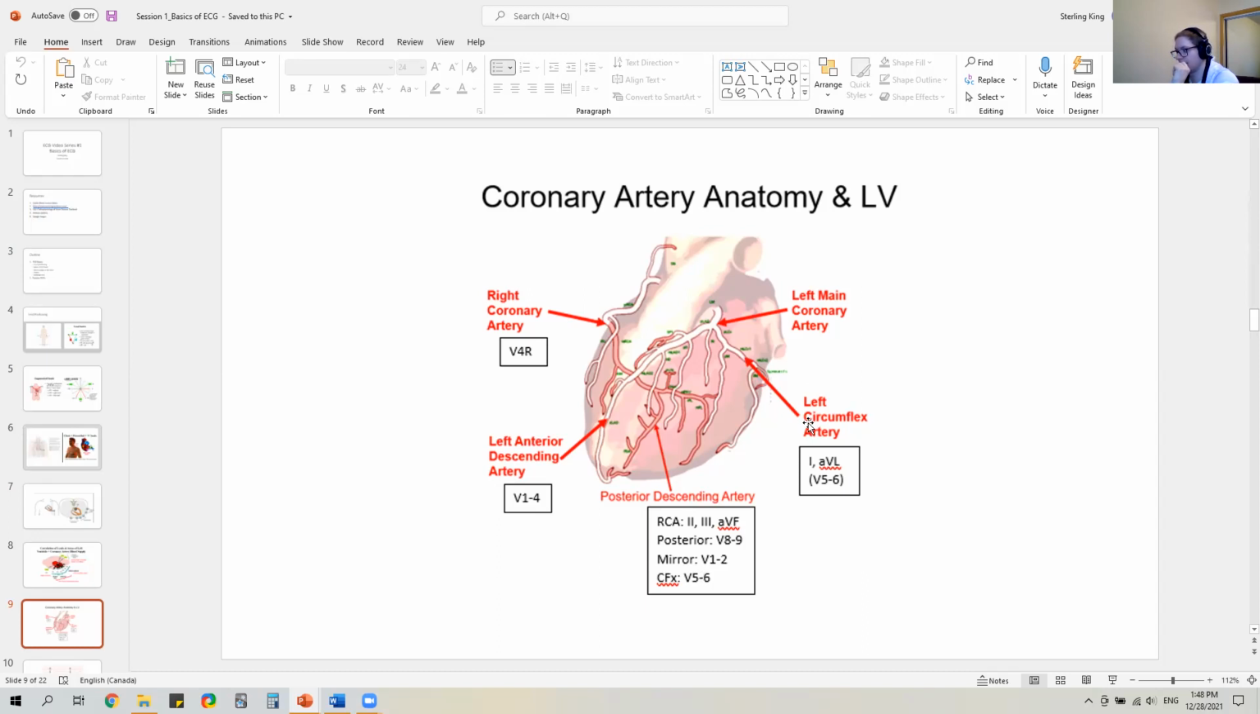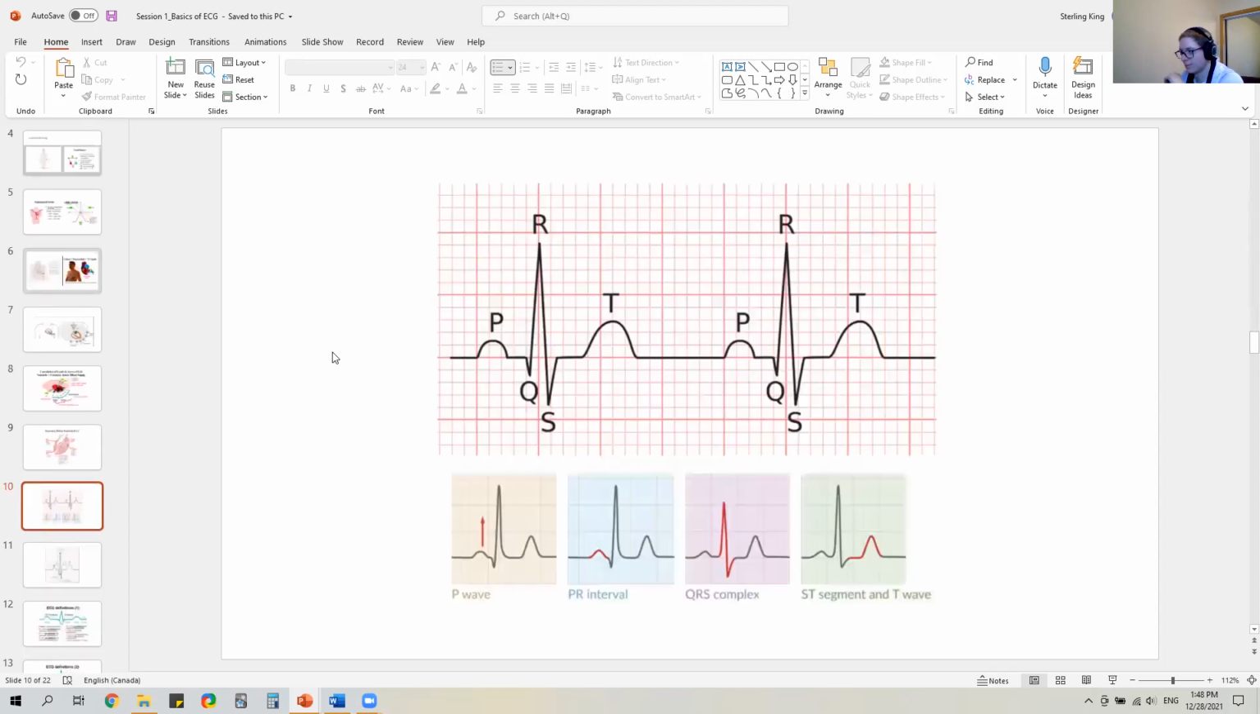And the last one is the left circumflex artery. Lead 1 and AVL would be able to see that left side. V5 and V6 could also see it. However, your big ones are 1 and AVL, right?